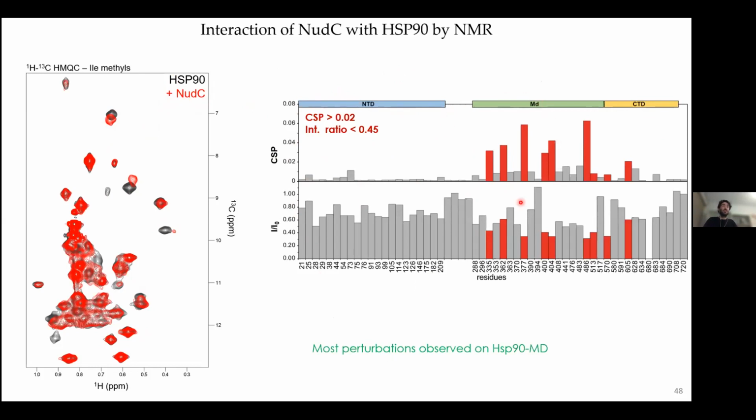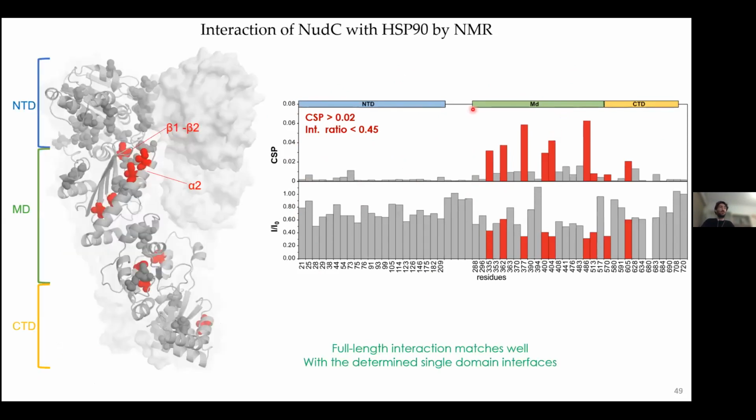But what we observe is that most of our perturbations are located around the middle domain of Hsp90. And if we report this on the structure, we see that most of the perturbation happens around this alpha-2 helix and beta-1, beta-2 that we identify as the binding site of Nazi onto Hsp90. So that really validates the model that we made on the isolated domain.